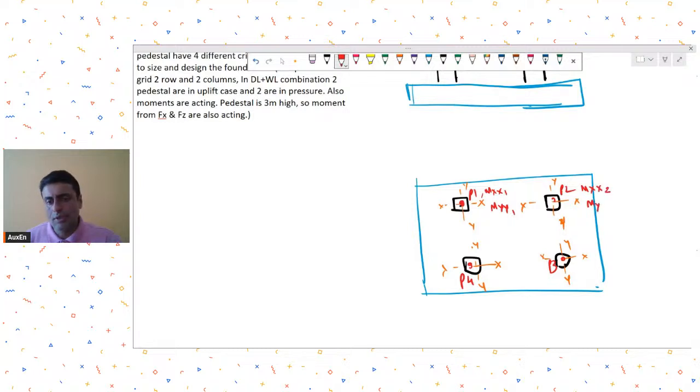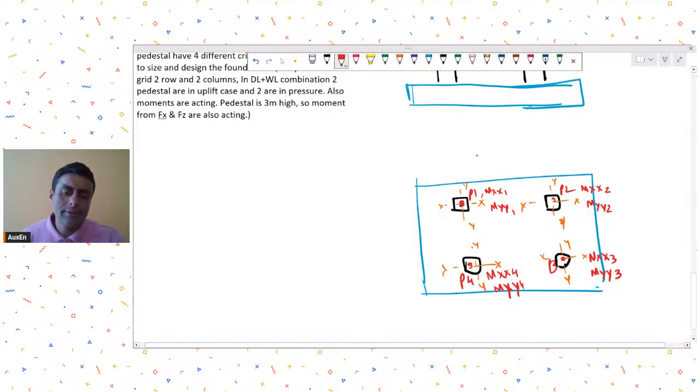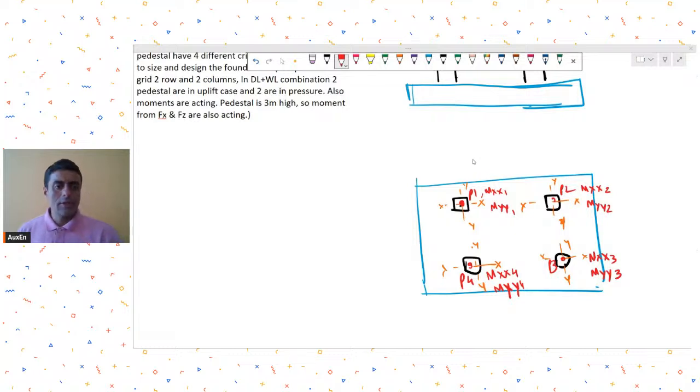So first thing you need to do, and in this moment I am assuming that this has the effect of the pedestal height also. He has mentioned that these pedestals are 3 meter high. So whatever horizontal thrust is there in the pedestal will also add to this moment. So when I say Mxx or Myy moments, I am assuming that these have the effect of that pedestal height as well. Now his question is how to do these type of things.